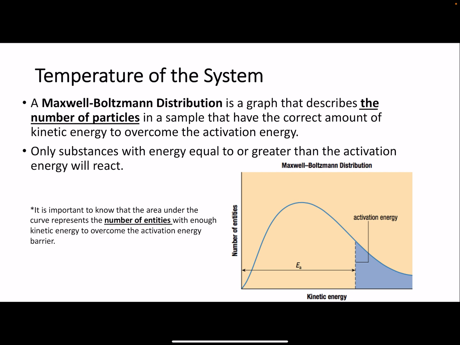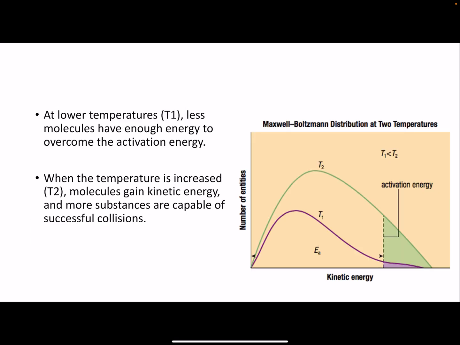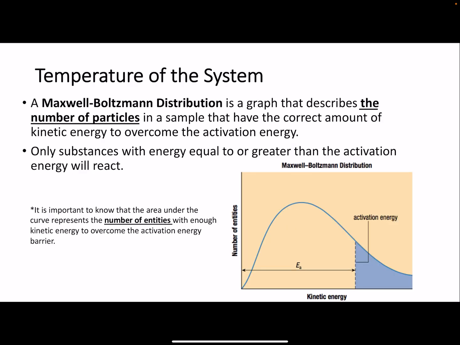So one last effect that we'll look at is the temperature of a system, and what you're looking at here is called the Maxwell-Boltzmann distribution graph. And what it describes is the number of particles that have the correct amount of kinetic energy to react. So notice that number of particles is on the y-axis here, okay? And kinetic energy is at the bottom. So the higher the kinetic energy gets, the lower the number of particles that have it.